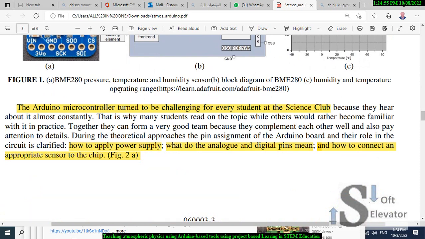The Arduino microcontroller turned out to be challenging for every student at the science club. So how to apply the power supply, how to handle the analog and digital signals, and how to connect an appropriate sensor to the chip.